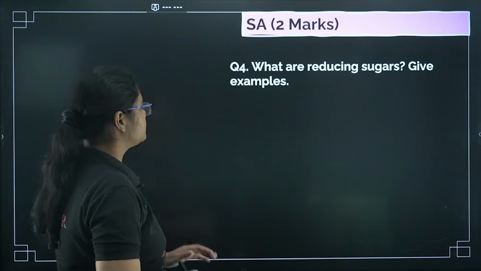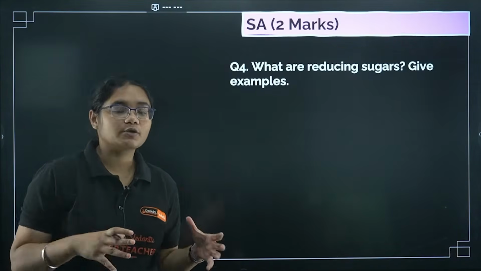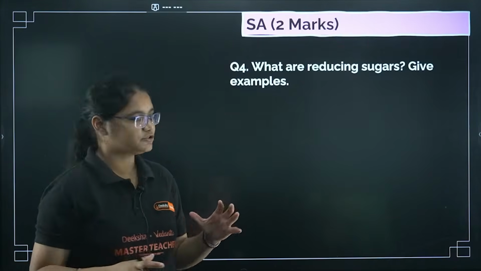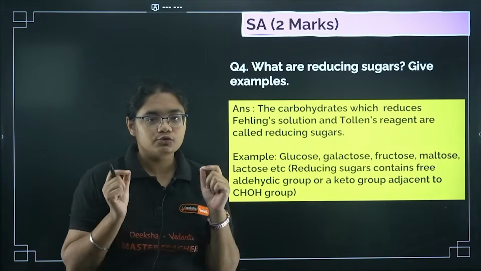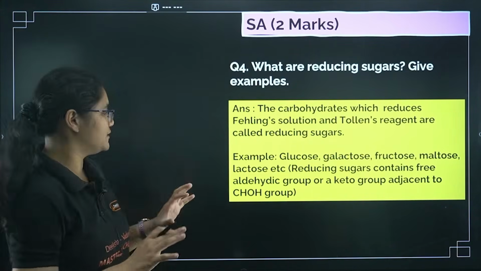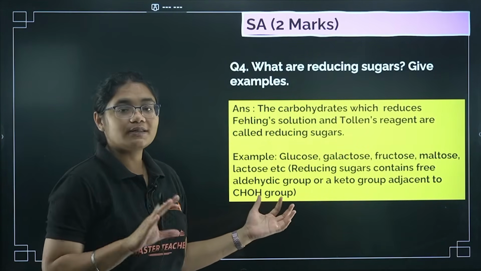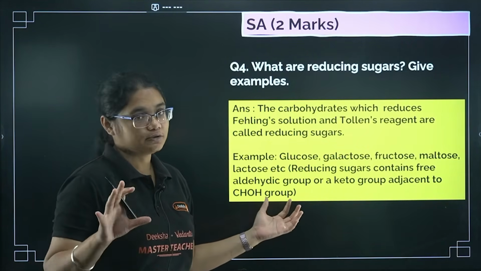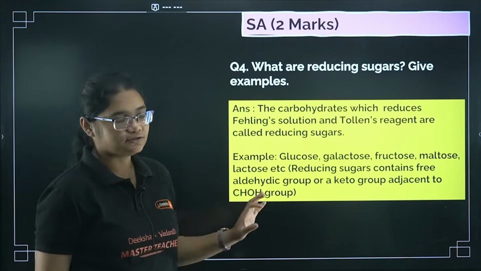Okay, now let's move to the 2-marker questions, because as I told you, there will be 2-marker questions and 5-marker questions in this section. So the first one is: what are reducing sugars, and give an example. Those sugars which can reduce Tollens' reagent and Fehling's reagent are called reducing sugars. So all the monosaccharides are reducing sugars. So you have glucose, galactose, these are all reducing sugars.